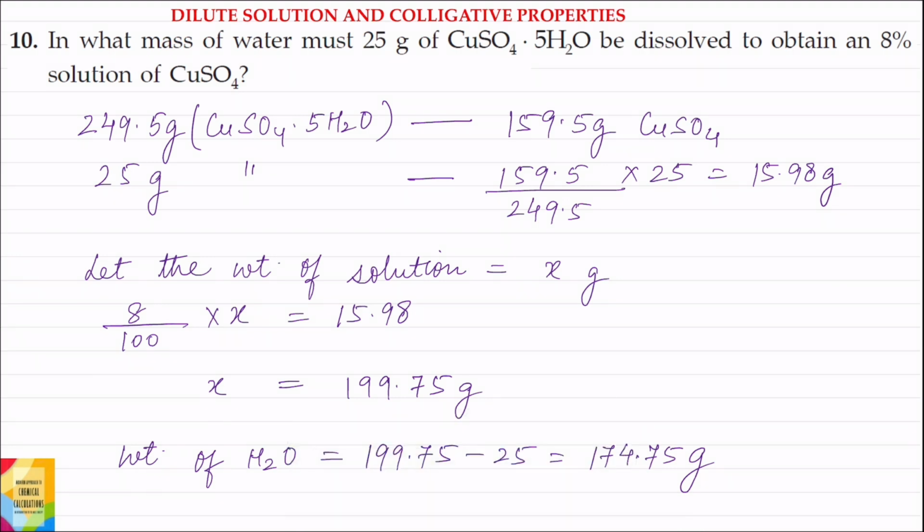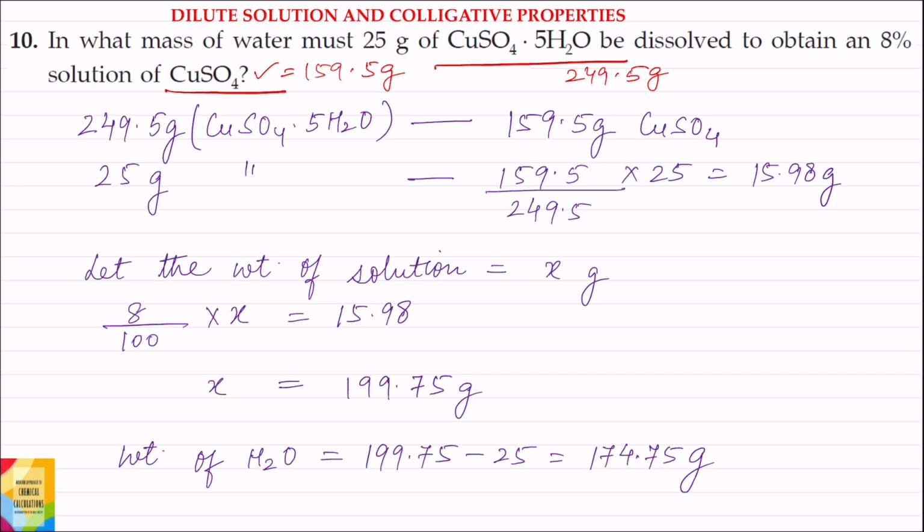Question 10. In what mass of water must 25 gram of copper sulfate, now this is hydrated copper sulfate, be dissolved to obtain an 8% solution of copper sulfate? Now this one is anhydrous copper sulfate. The molecular weight of hydrated copper sulfate is 249.5 gram, and the molecular weight of anhydrous copper sulfate is 159.5 gram.